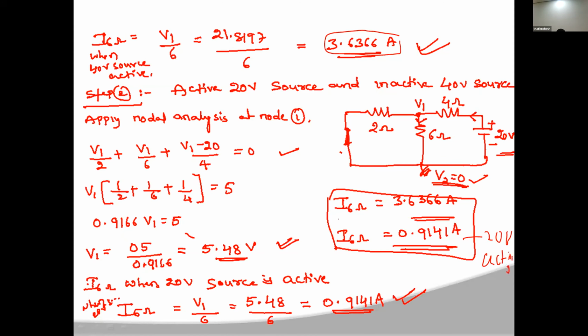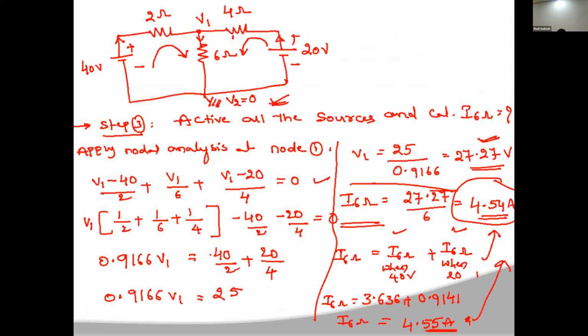Next, go for the second case. In the second case, the 40 volt source is acting and the 20 volt source is deactivated, which is nothing but short circuiting. So what happened: V minus 40 by 2, V minus 0 by 6.